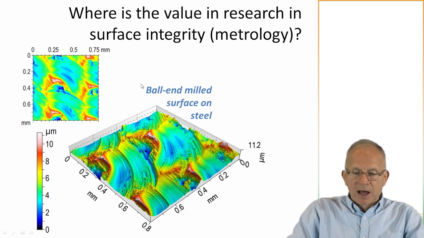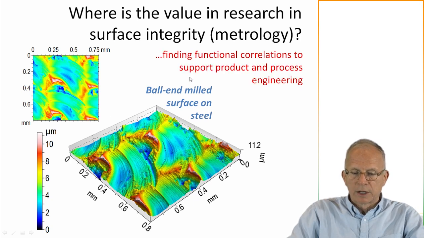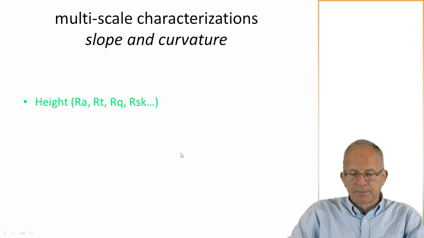So where is the value in surface integrity and metrology? It's really in being able to find these kinds of correlations to support product and process engineering. So here's an example of this ball-end milled surface. So let's take a look at multi-scale characterizations, slope and curvature.